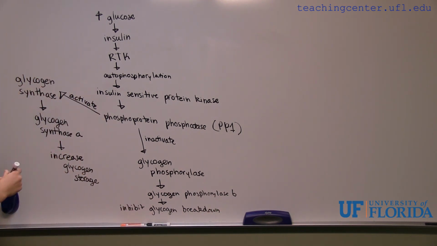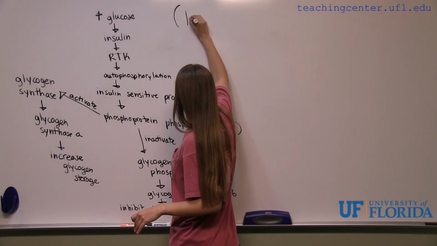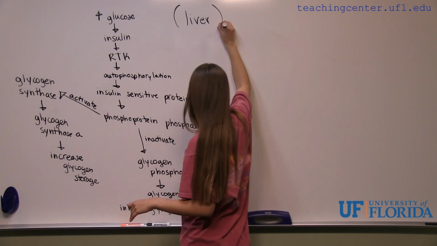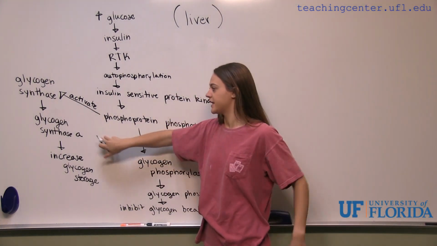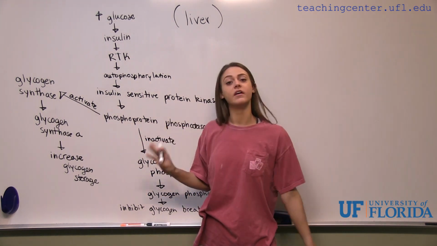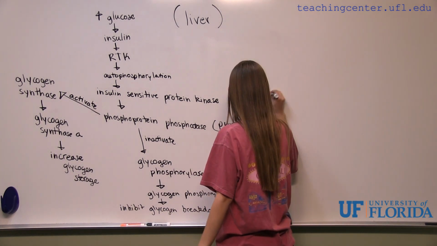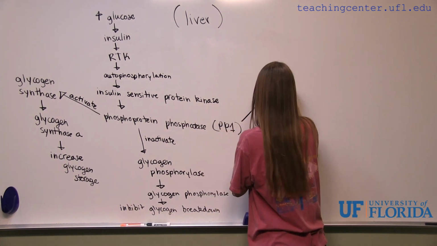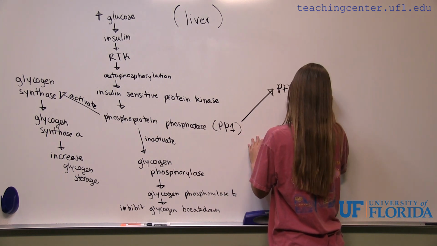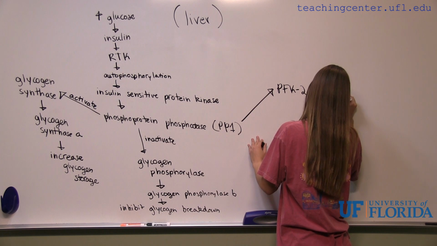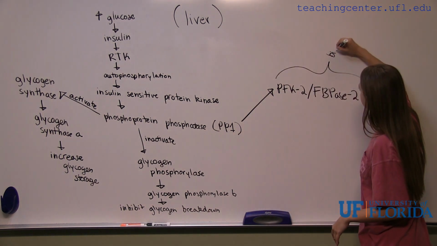Okay? So far we're talking about all of this in terms of the liver. So this is what's going on in your liver right now. So it has these effects on glycogen storage and glycogen breakdown. However, your liver also has an effect on this bifunctional enzyme. So here, we're going to have PFK2/FBPase2. And this right here is the bifunctional enzyme.